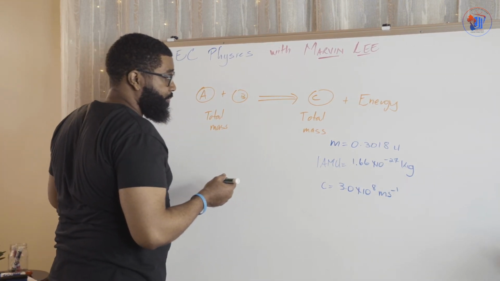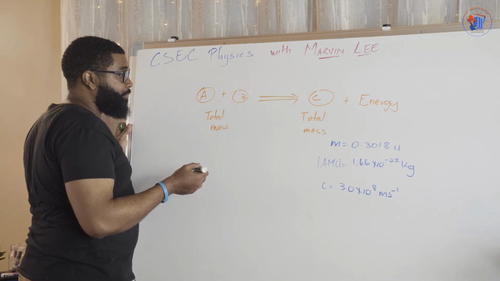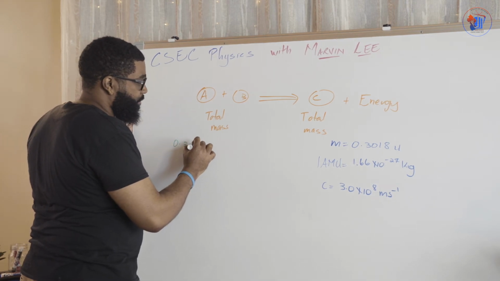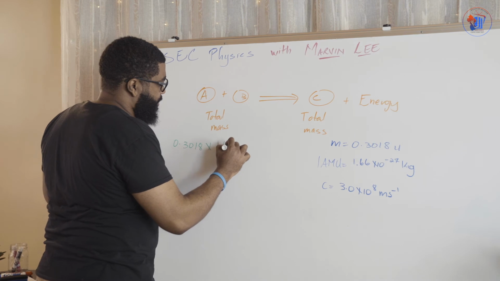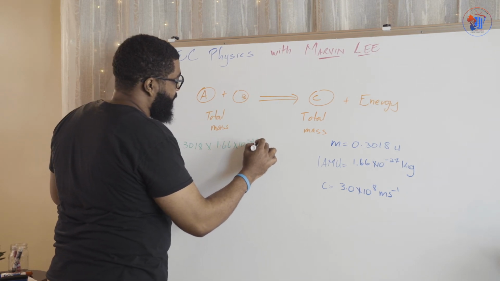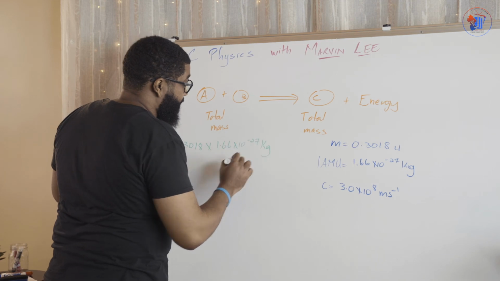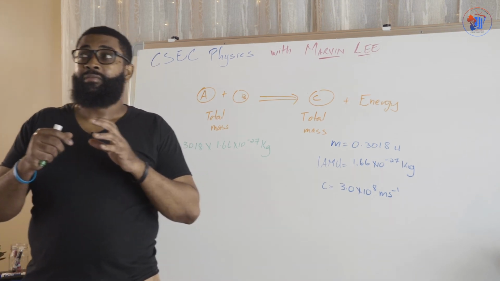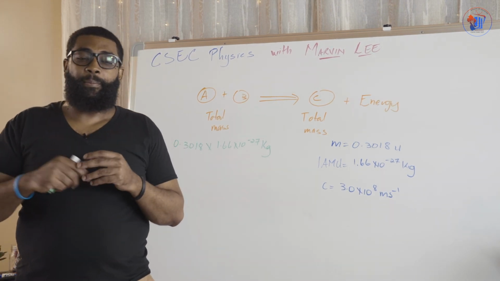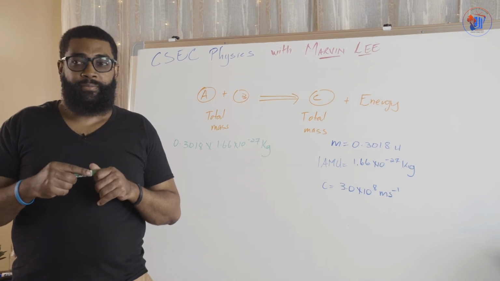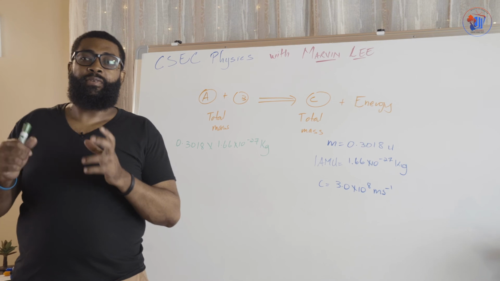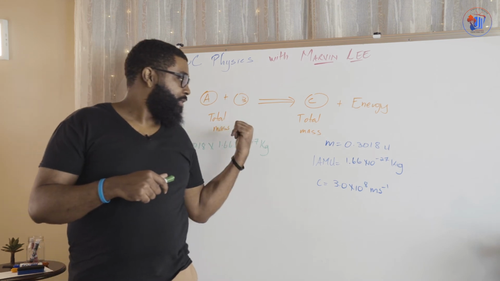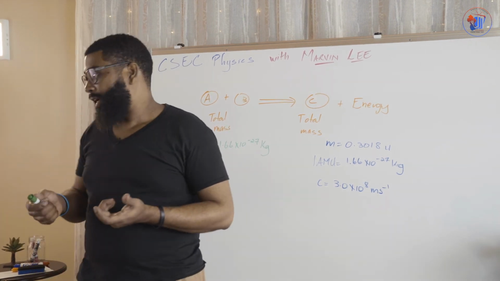What we do is we just multiply 0.3018 times 1.66 by 10 to the minus 27 kilograms. Now, please note this is minus 27, not positive 27. That just goes to show you how small these atomic masses are. I mean, think about a grain of rice, and then think about breaking that grain of rice up into like 1 million parts. And you're probably still going to have more mass than this.